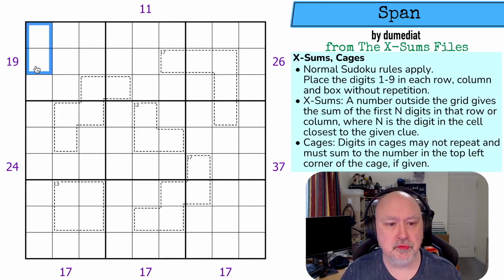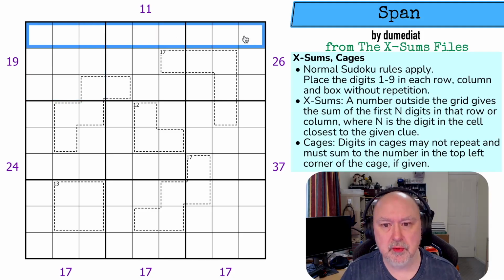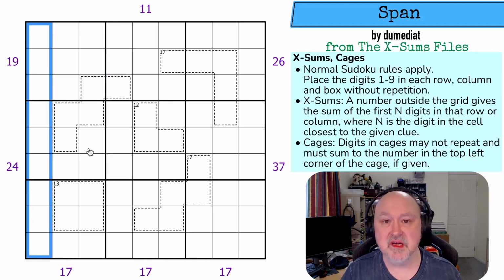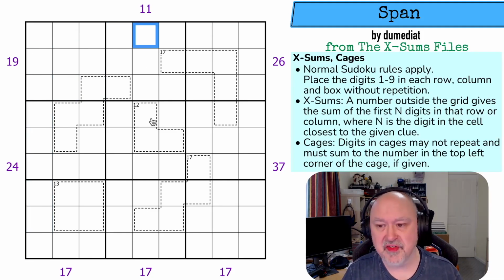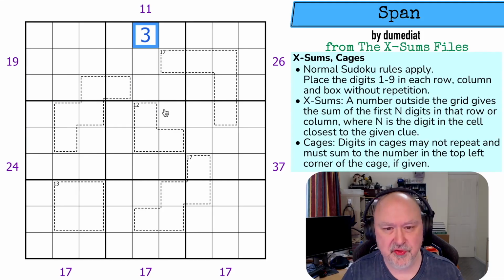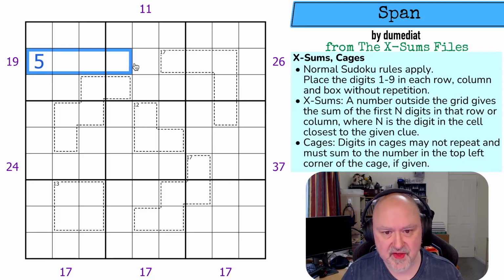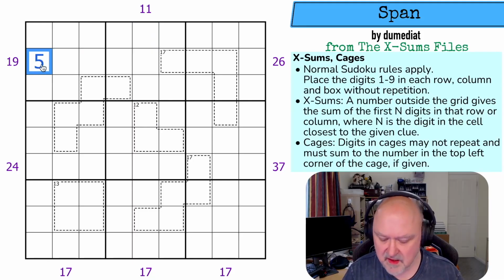So what do we have? Normal Sudoku rules apply: in every box, in every row, and in every column, the digits 1 to 9 must be placed without repetition. We have X-sums, which is a number outside the grid. It gives the sum of the first n digits in that row or column, where n is the digit in the cell closest to the given clue. So for example, if this is a 3, those 3 cells sum to 11. If this is a 4, those 4 cells sum to 11. If this is a 2, those 2 cells sum to 11. Over here, if this was a 5, then those 5 cells sum to 19. That's the way these clues work.